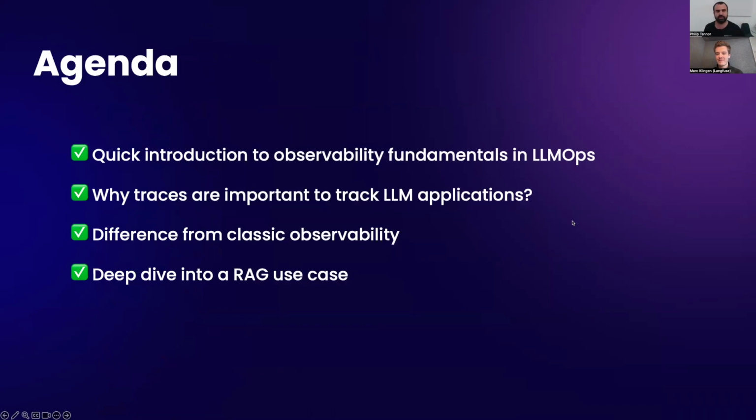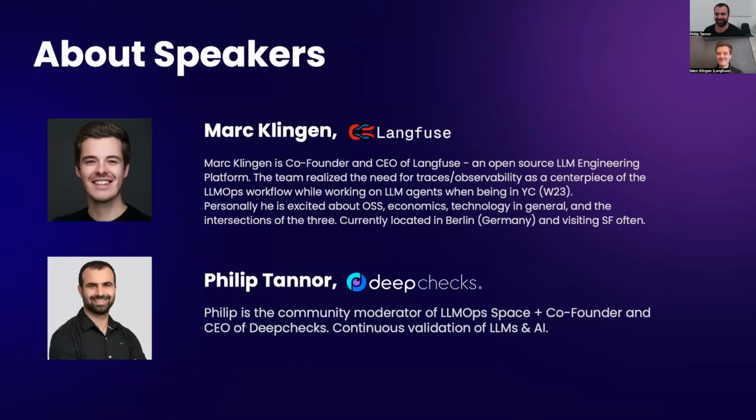And now a bit about the agenda for today. So Mark is going to give a quick introduction to observability fundamentals in LLM ops. He's going to talk a bit about why traces are important to track LLM applications, and talk about the difference from classic observability, and dive into one specific use case, which is obviously RAG, right? Like which other use case would we choose? It's just the most common, and it has enough interesting angles to it.